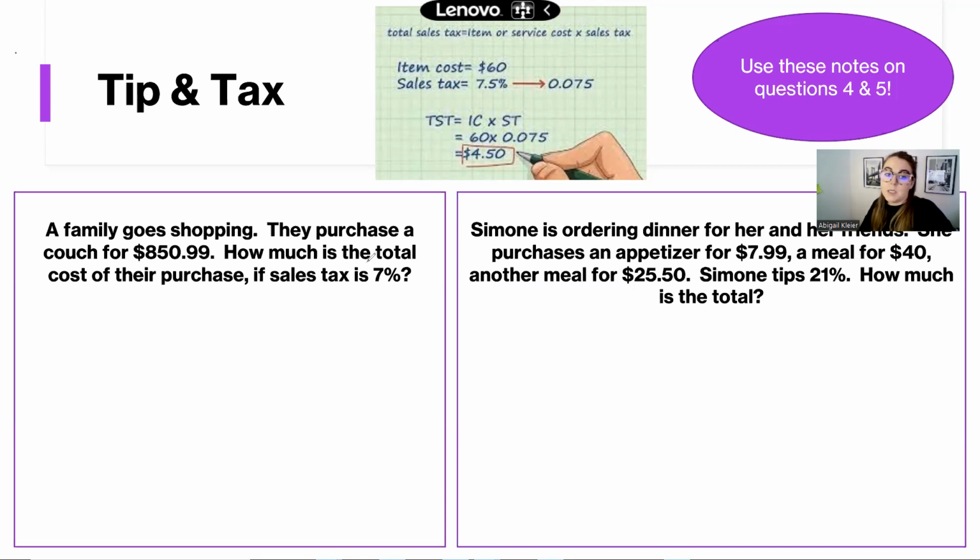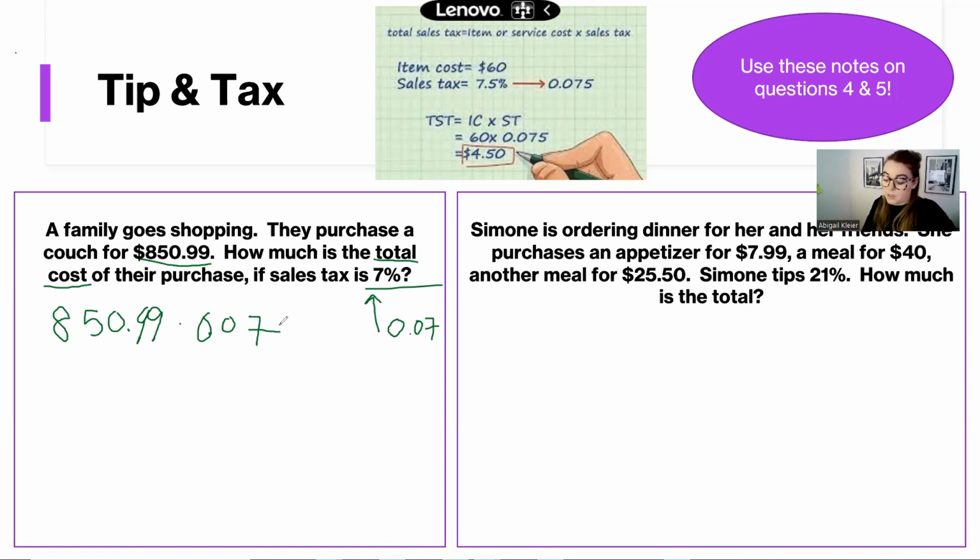So again, we've got some keywords here. We're looking for the total cost of the purchase. We've got the initial amount, and then we've got our tax rate. And again, anytime you see something in percent form, just go ahead and mentally convert that to a decimal because you cannot calculate something while it's in percent form. It has to be in decimal form. So we can go ahead and set up our problem. We are going to multiply our price of our couch times that tax rate, 0.07.